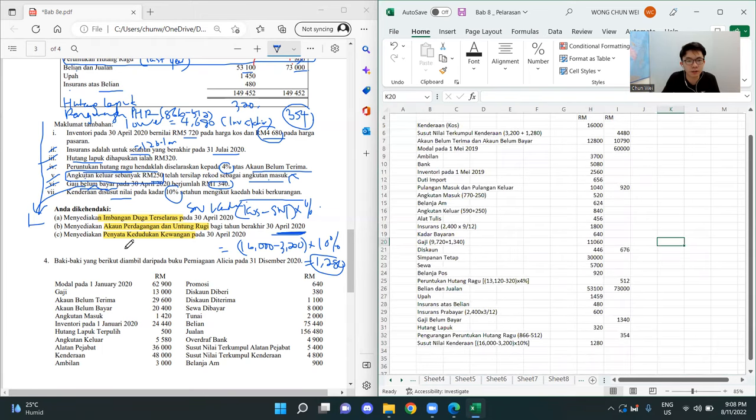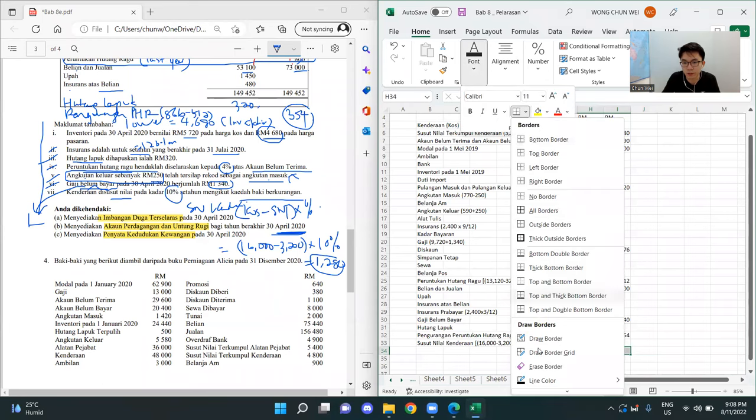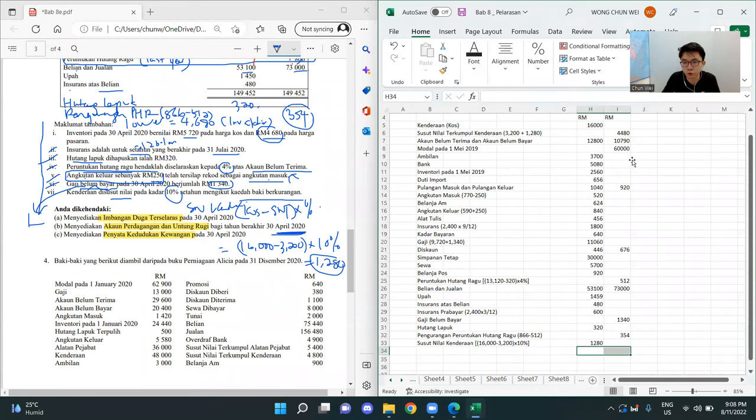So I think that's all. Right, so at the end, draw one line, double line, for the debit and credit side. Then you jumlah, use your calculator, plus one by one. And at the end, get the figure. I don't know, correct or not.